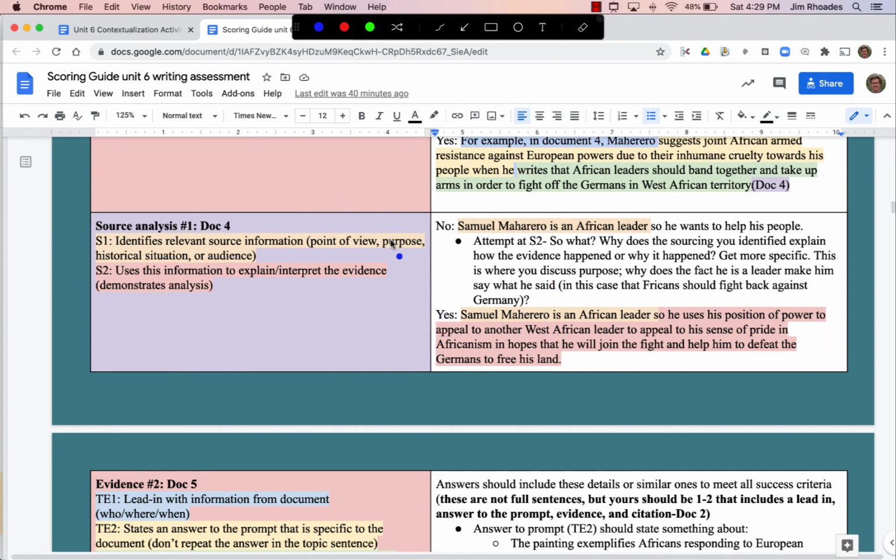So I think the way to do this would be to pick from the three left, point of view, audience, or situation, point it out, and then ask yourself why. Why does that explain the evidence? And in so doing, you're going to be using and talking about the purpose. And I like to use the word so. He's an African leader, so he uses his position of power, and make sure that's specific. I might have a so here, but it's really not in enough detail.